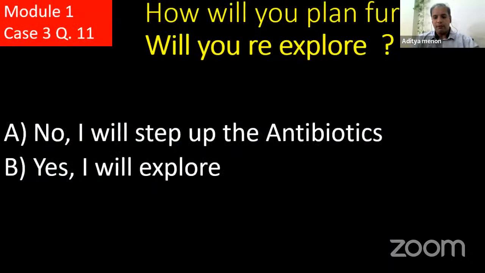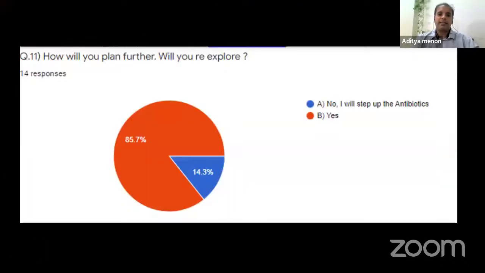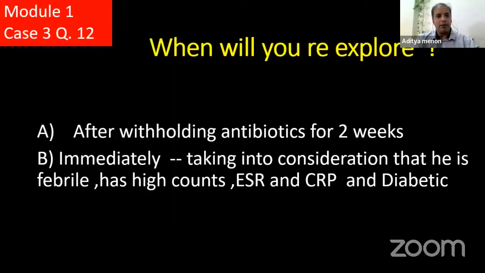If you would come in at this stage, what would you do? Just step up the antibiotics or explore? At this stage, the vast majority have said, no, we will explore. There is no point stepping up the antibiotics. When would we re-explore? After stopping antibiotics at 2 weeks, or immediately, considering the patient has fever, high counts, ESR and CRP were raised, and was diabetic?